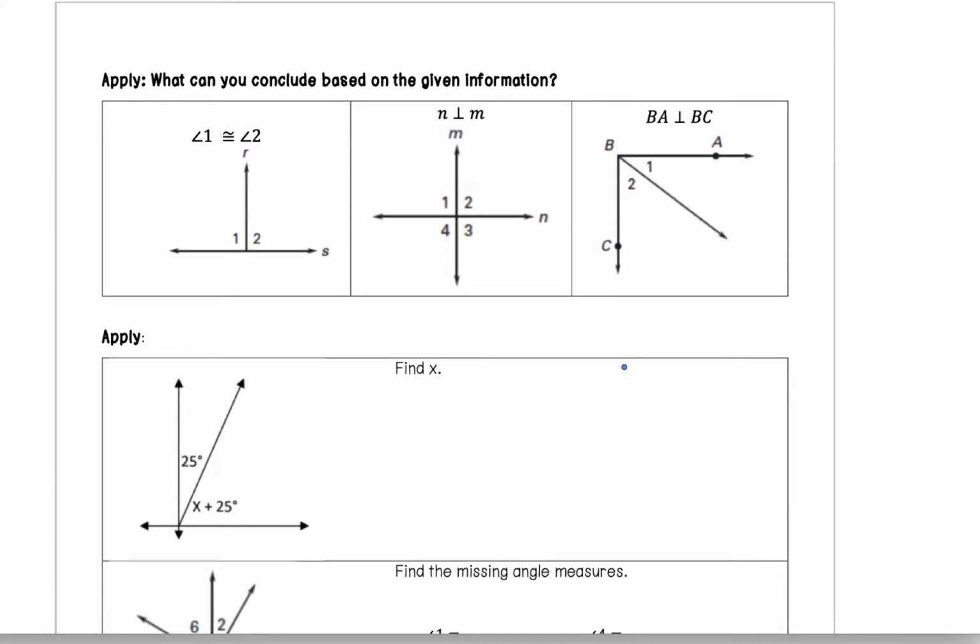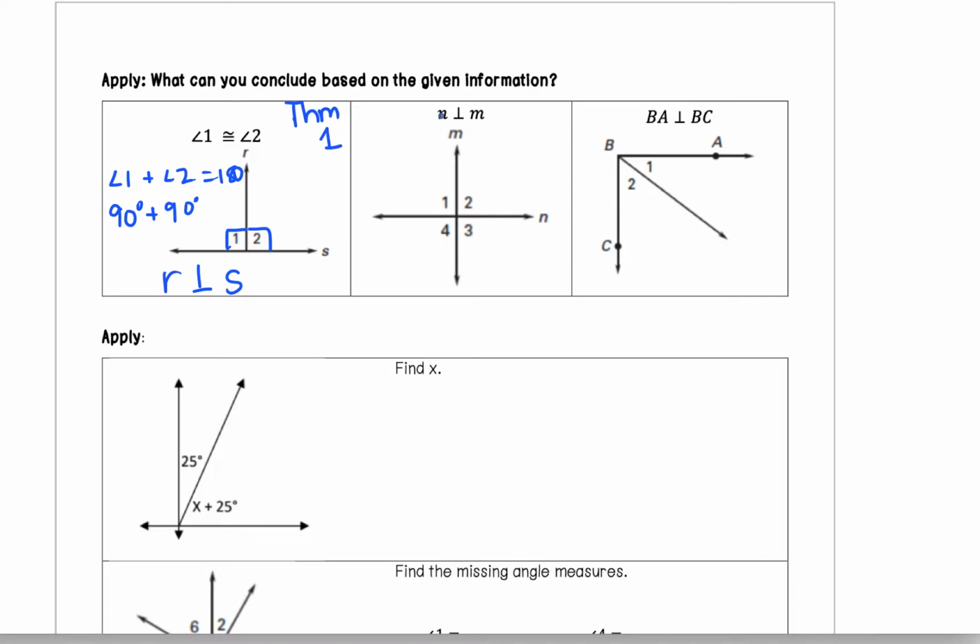In the first section, it's saying, what can you conclude based on the given information? Well, in the first example, they tell us that angle 1 is congruent to angle 2. We can also see in the picture that angle 1 and 2 are a linear pair. That means that angle 1 plus angle 2 would need to equal 180 because they are a linear pair. And if they're congruent, that must mean that they both are 90 degrees here. So if they both need to be 90, then we can say that the lines are perpendicular. So we could say line R is perpendicular to line S. And this was our Theorem 1 from above, if you want to go back and reference that.